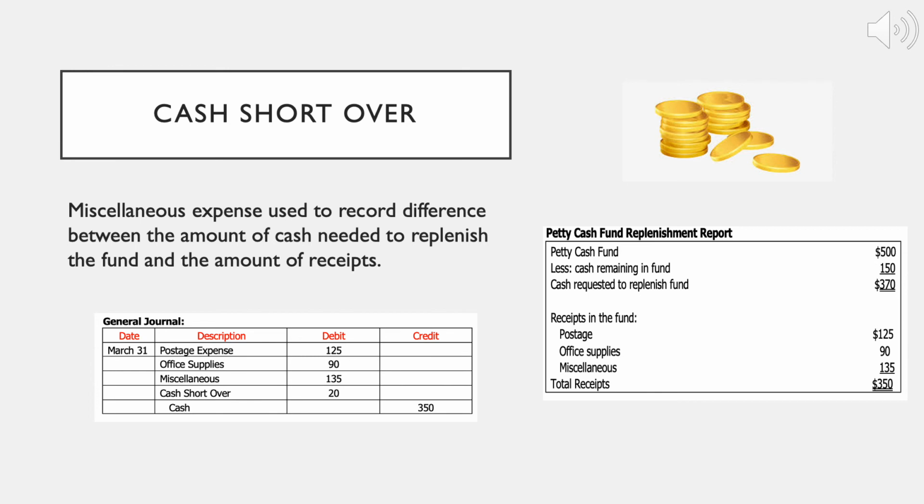The report shows the same information, just with different values, and the general journal shows the inclusion of the cash short over account and how it is debited to balance the equation.